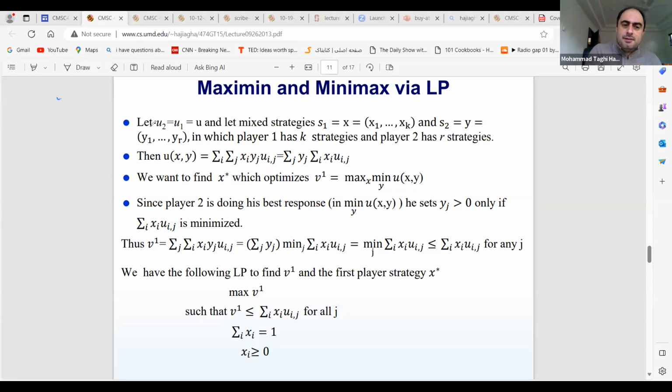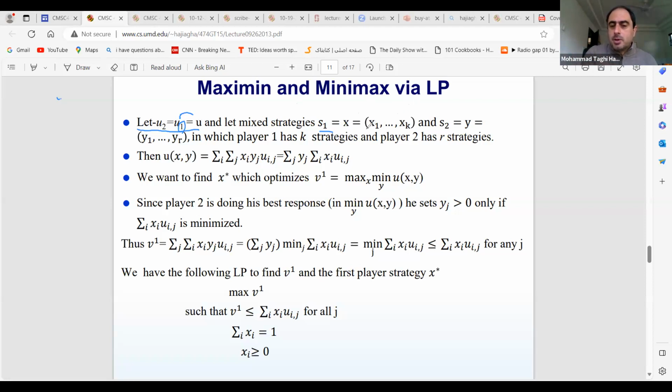Okay. Let's define U1. Here, because it's a zero-sum game, we can assume that U1 is equal to U and minus U2 is equal to U1, because again, this is a zero-sum game, and so it is a purely competitive game. So we assume U is the utility function for the first player. And let's define the mixed strategy S1 for the first player. We are considering a two-player game here.